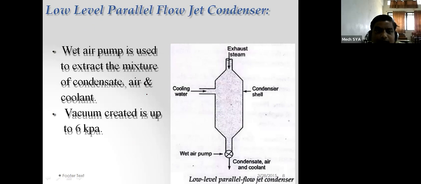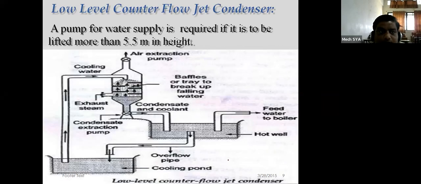So this is cooling of exhaust steam. Another diagram I have taken. The vacuum created is up to 6 kilopascal. So the exhaust steam is flowing in the parallel flow in this direction, and the cooling water is flowing from maybe a cooling river or cooling pond. This is circulated. Both are flowing in the downward direction. Cooling water and exhaust steam, and definitely the condensate, are mixed, and condensate, air and coolant are taken at the bottom side. Then low level counterflow. So this is a counterflow type.